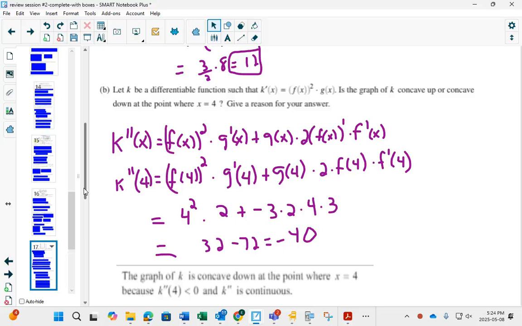No. In fact, I don't know if we can say that k double prime is continuous. I think we can say that k is continuous, and I think that might be a typo in this answer. Right? Because if k is differentiable, then k is continuous. But I can think of functions that are differentiable, and I can get down to k double prime and have a problem.